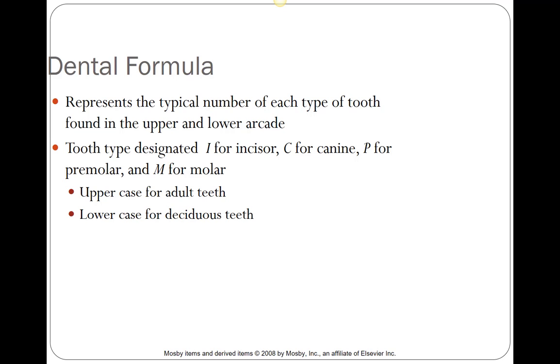We have some designations for the different teeth when we're looking at the dental formula. I is for incisor, C is for canine, P is for premolar, and M is for molar. If they're uppercase, that means they're adult teeth. If they're lowercase, that means they're deciduous.